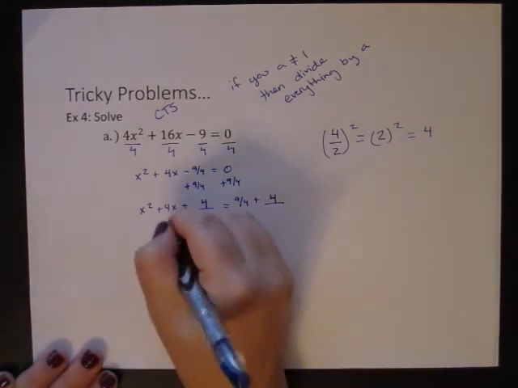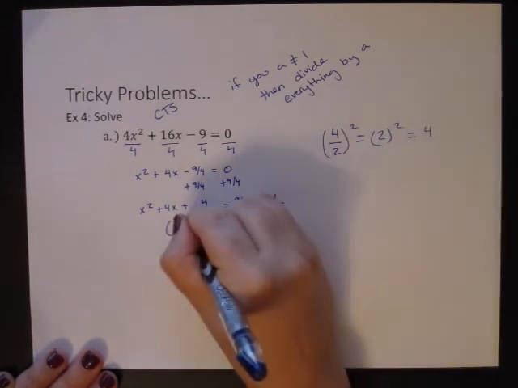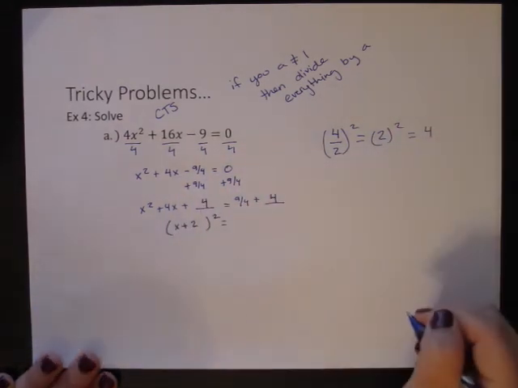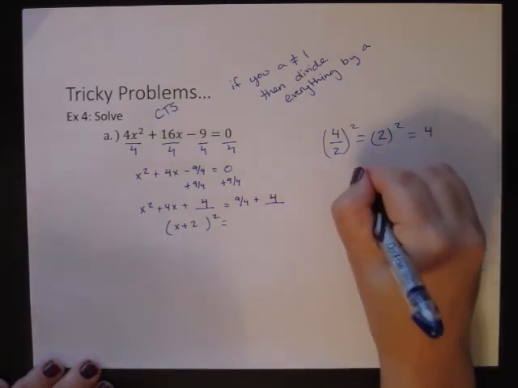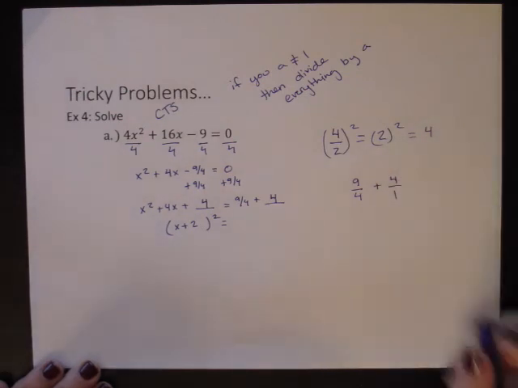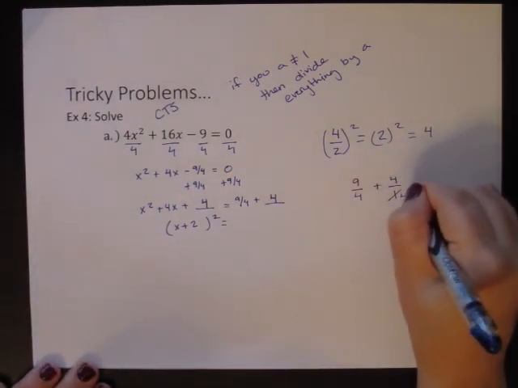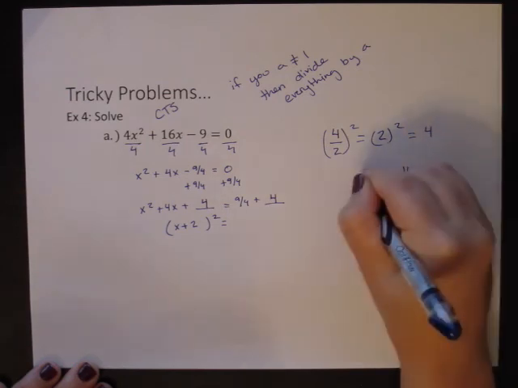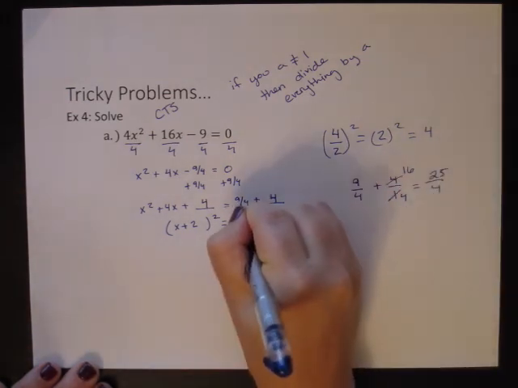Okay, so when we factor this, this will be x plus 2 squared equals, and then, oh, here we go. You could plug this into your calculator or you could do it by hand. If I have 9 over 4 plus 4 over 1, remember you have to have the denominators be the same, so I could change this to 4 and 16, and 9 plus 16 is 25 over 4.